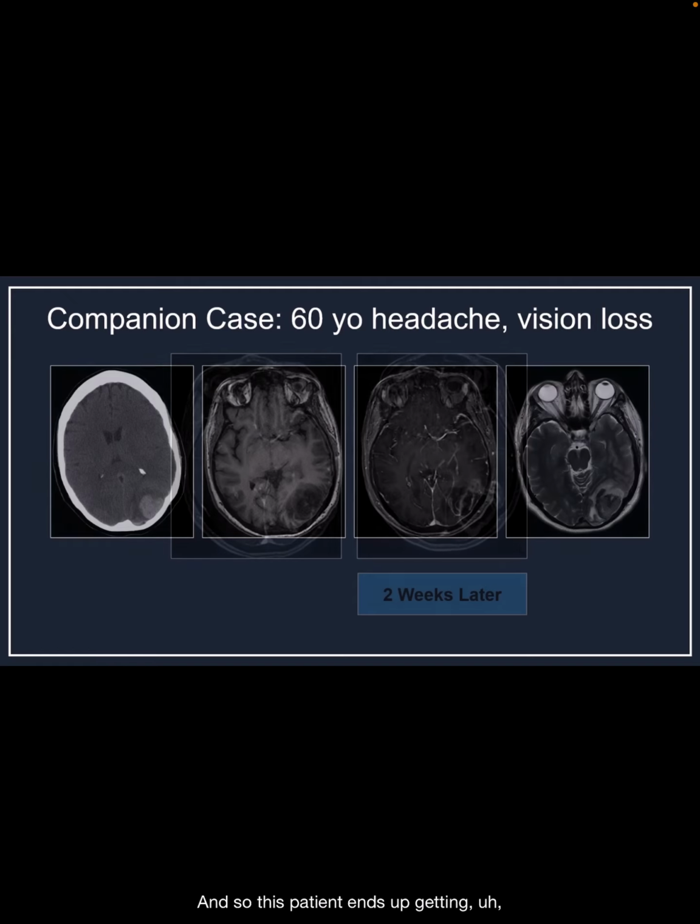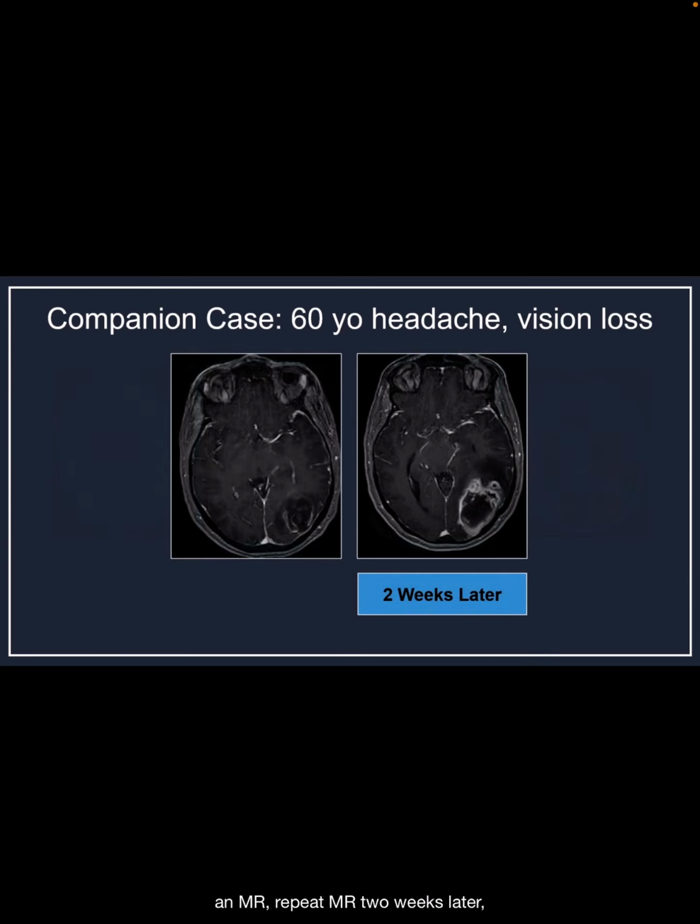And so this patient ends up getting a repeat MR 2 weeks later, and we can see that the enhancement is a lot more exuberant than the initial examination, and this turned out to be a GBM. So GBMs can also present with hemorrhage, as we can see in this case, in addition to metastatic disease.